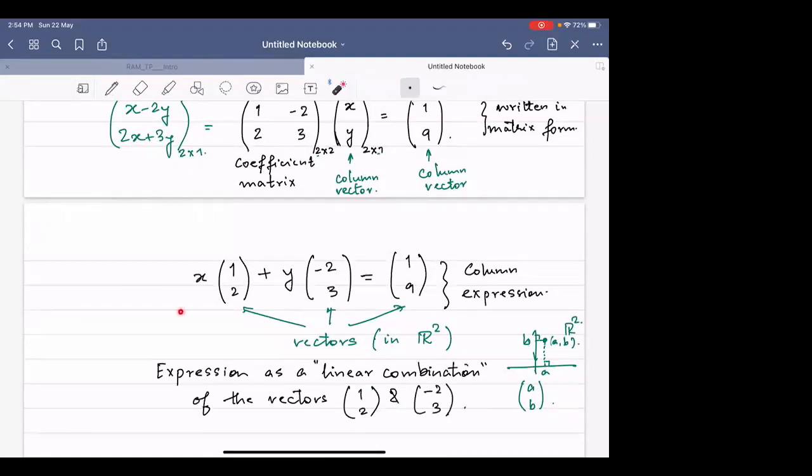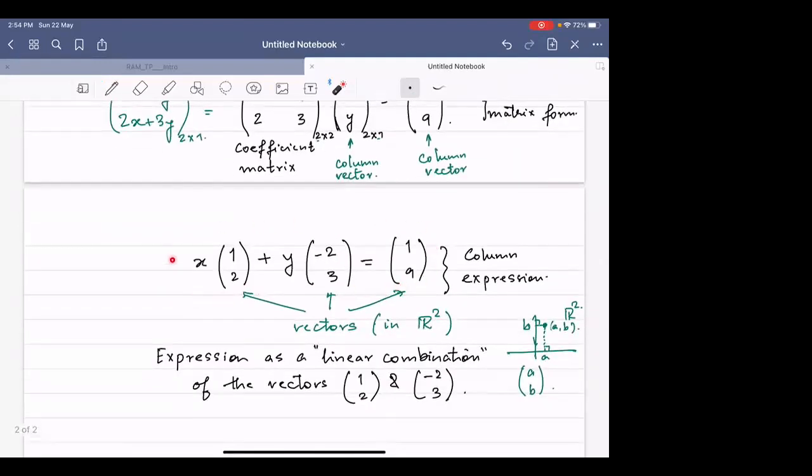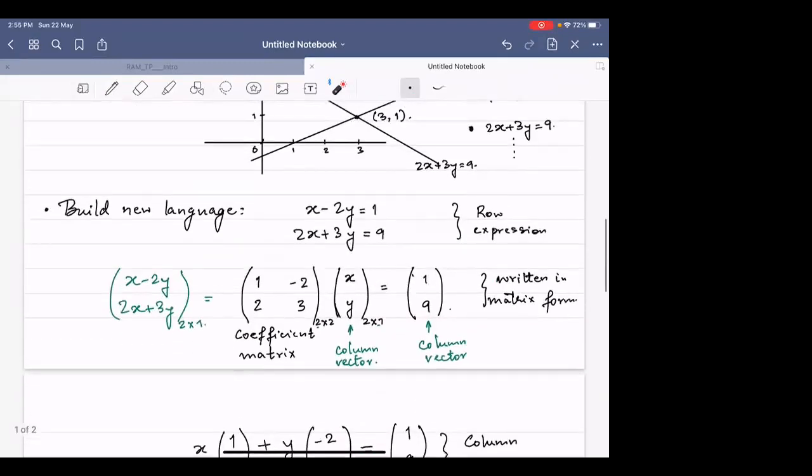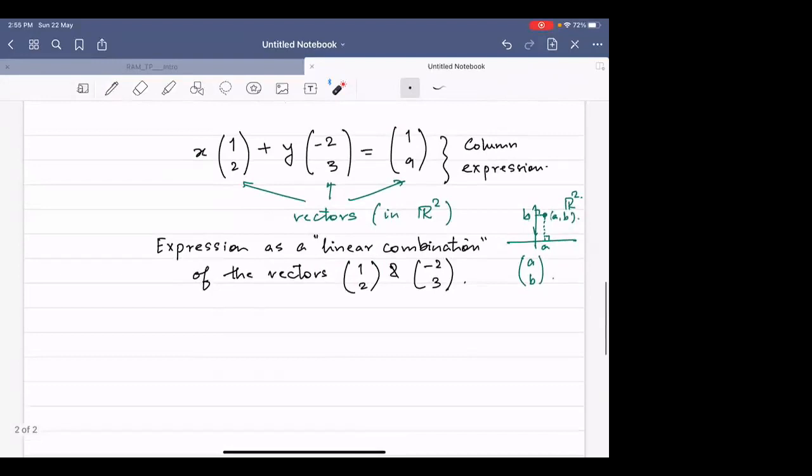And so what we are saying here is that solving this system of equations is like solving this vector equation, where you want to find x and y such that x times this vector plus y times this vector gives you the vector 1, 9. And why do we want to do this? We want to do this because this language will help us in higher dimensions. This is the language that we will use. And so geometrically now, the row expression led to these two lines, correct? If you want to look at this in 3D coordinate geometry or as vector geometry, then you can again have a picture in the following way.